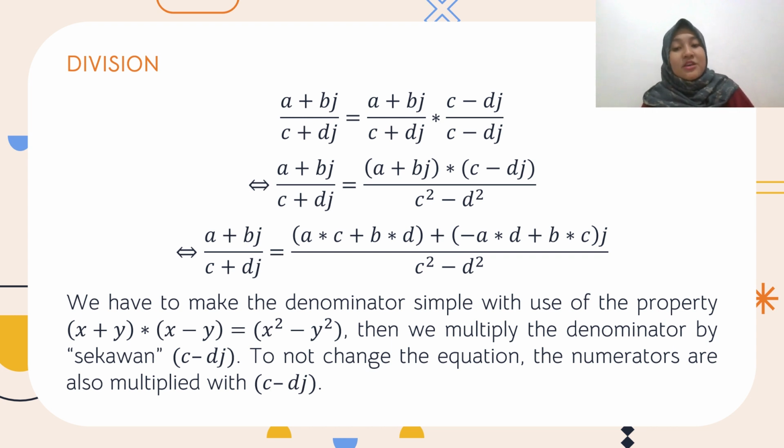So we have to make the denominator simple with the use of the property (x plus y) times (x minus y) equals x squared minus y squared. Then we have to multiply the denominator by the conjugate (sekawan) c minus di. And to not change the equation, the numerator is also multiplied by c minus di.